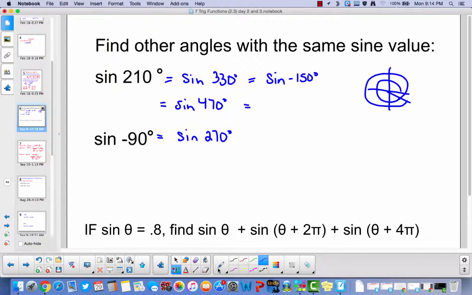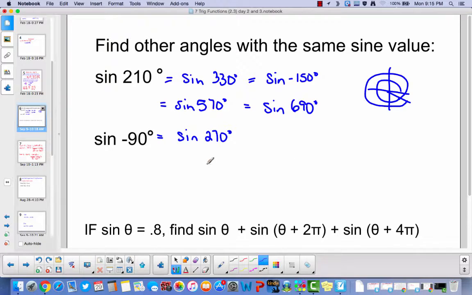Oh, looks like I can't add very well, can I? This should be 570. Oops. Let's try that again. 210 plus 360 is 570. 330 plus 360 is 690 degrees. And we could repeat that pattern over and over again.